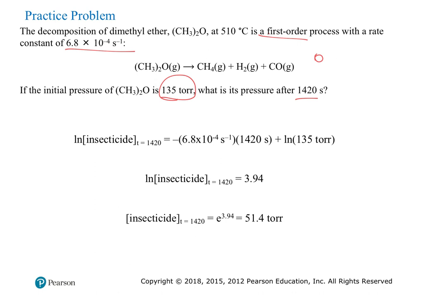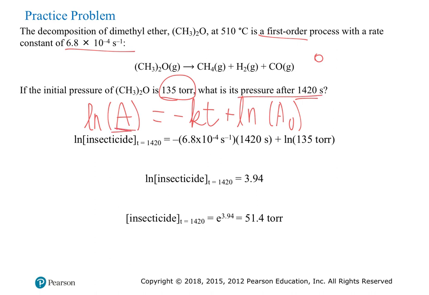What we want to do is take our integrated rate law: natural log of our concentration equals negative kt plus natural log of our initial concentration. So we're trying to find the pressure after a certain amount of time, so I'm trying to find out this concentration. We're going to plug in k, plug in t, and plug in our initial concentration.